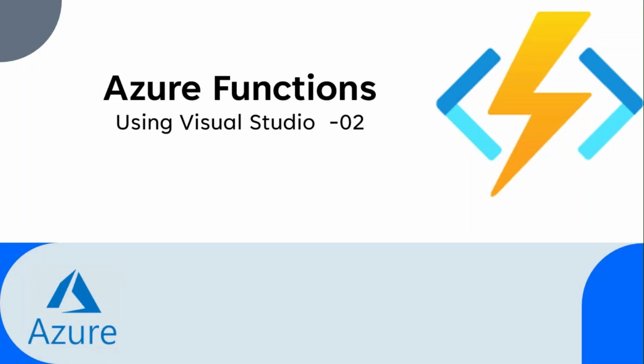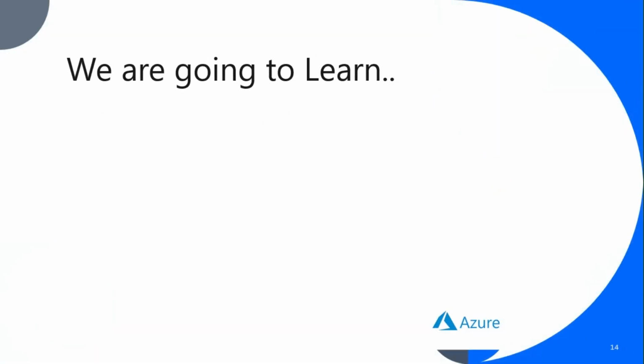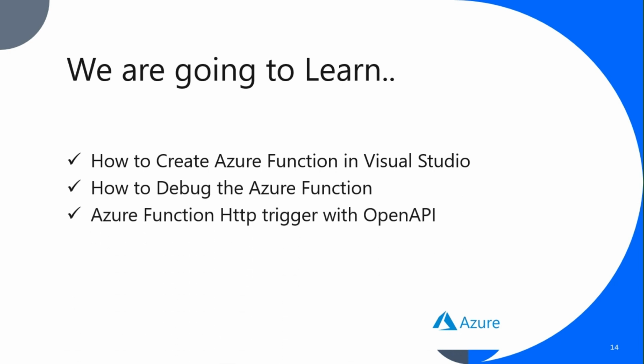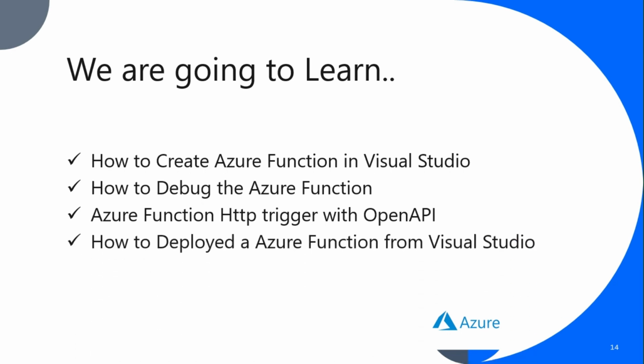Hi, in this lecture, we are going to see how to create an Azure function using Visual Studio. In the previous recording, we saw how to create an Azure function from the portal. We are going to learn how to create an Azure function in Visual Studio, how to debug the Azure function, and we'll be seeing Azure function HTTP trigger with Open API. And finally, we will be seeing how to deploy Azure function from Visual Studio.